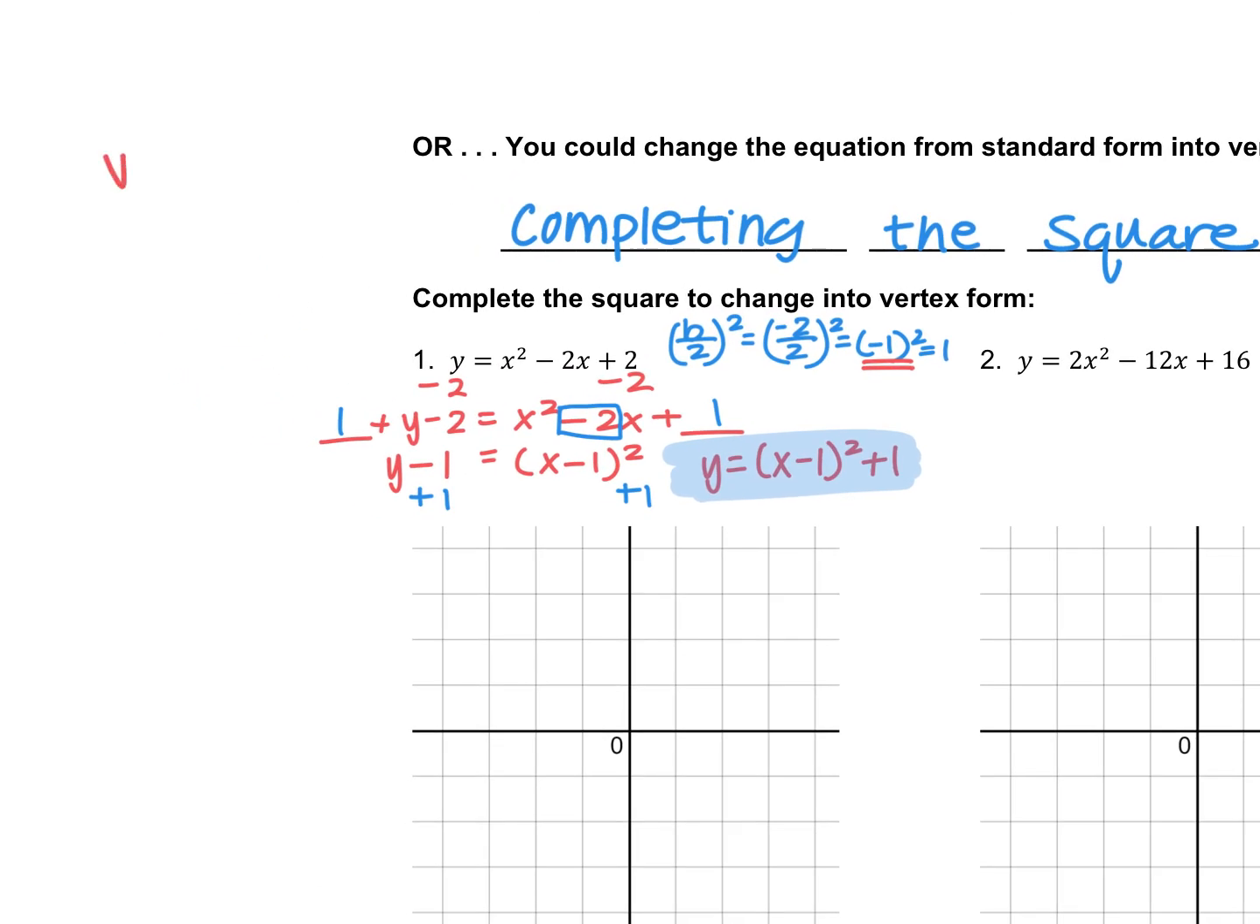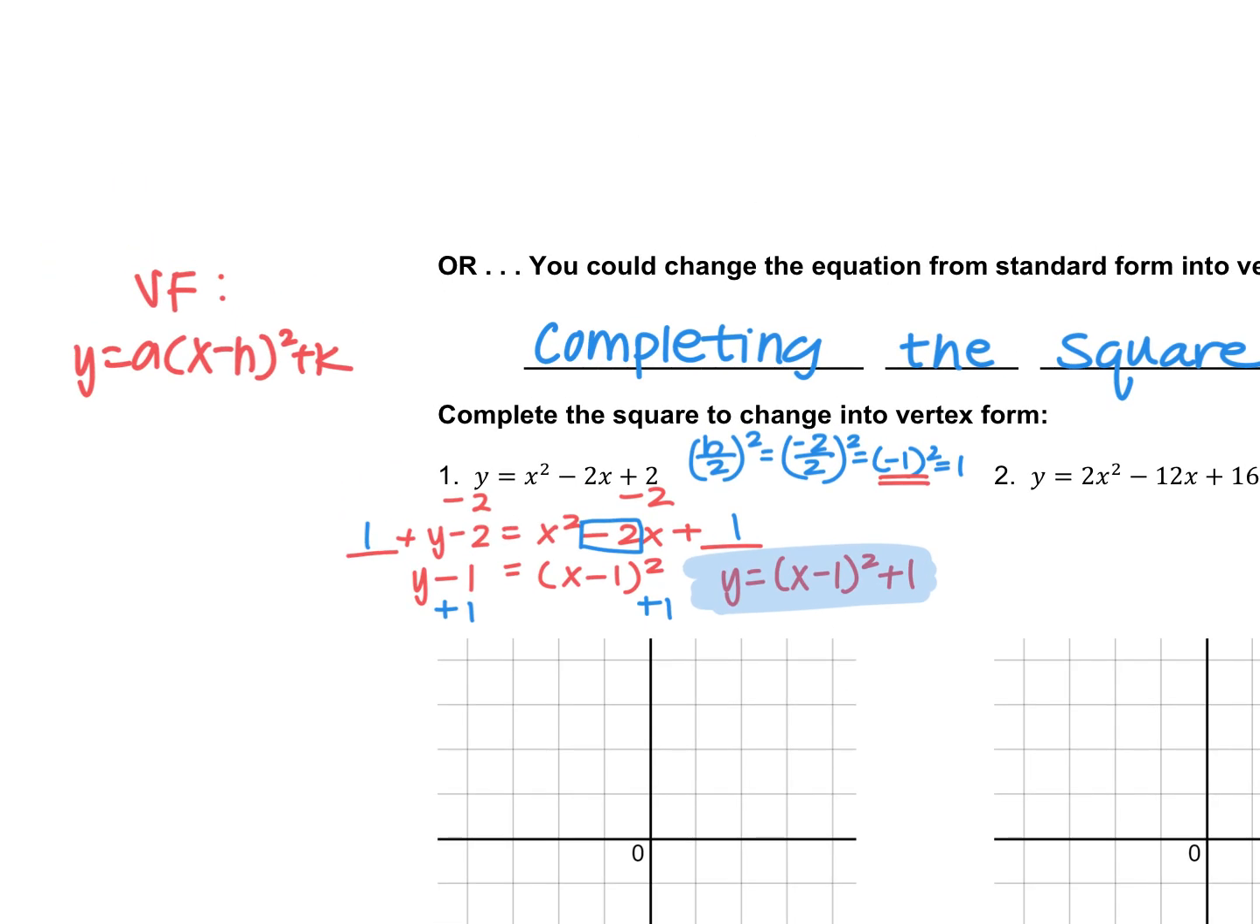So with vertex form, which is what I'm trying to get here, that's y equals a parentheses x minus h squared plus k. So we're trying to get it from standard form, which is y equals a x squared plus bx plus c, to vertex form. So that's why, when we're doing all of this, we're completing the square, because now I have this thing that looks like this. Does that make sense? Okay.